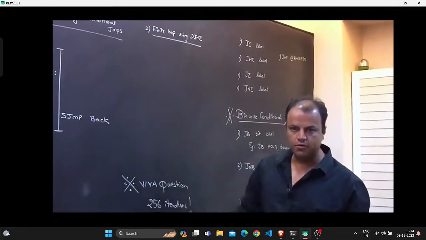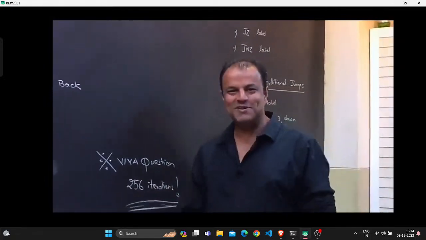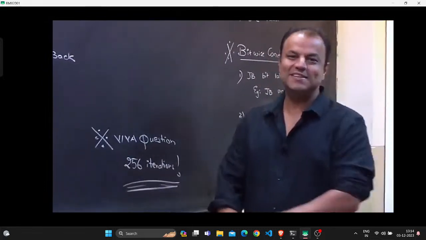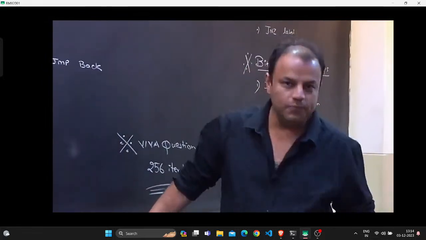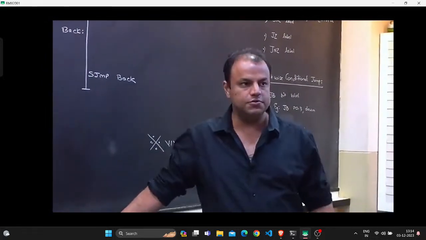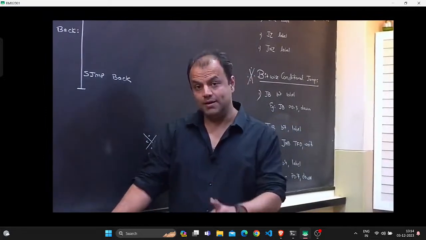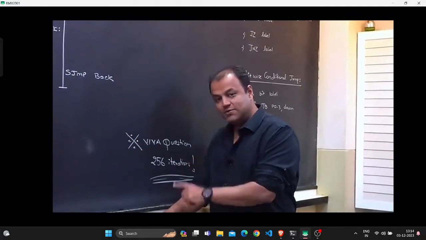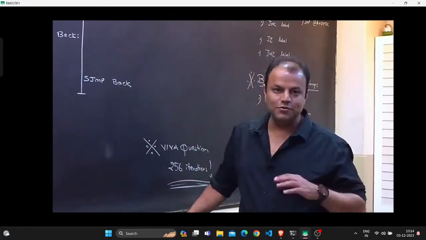I've kept the space empty, I'm going to write all of that. And then there's a superb Viva question: how to generate 256 iterations using an 8-bit register. I don't know which question you'll get in Viva, as the subject is huge. It's anybody's guess what can be asked to you. But if you get this question and you are able to answer this, you have won your battle with the examiner. You impress the examiner.